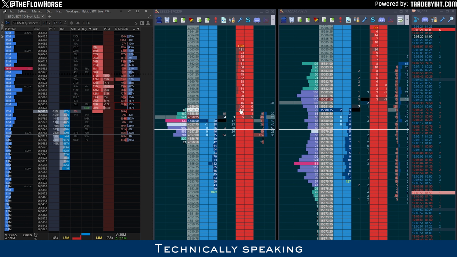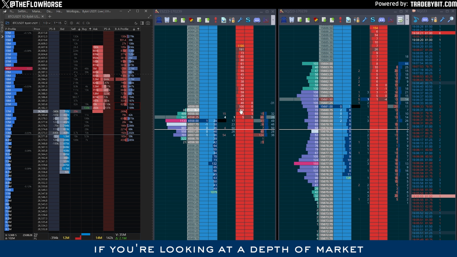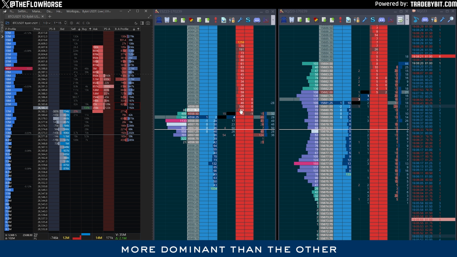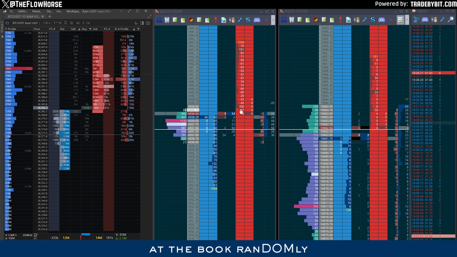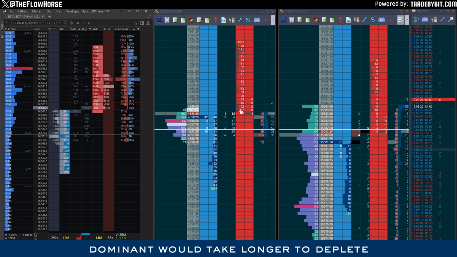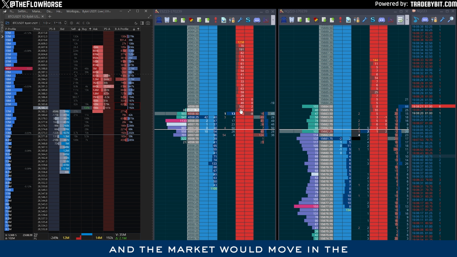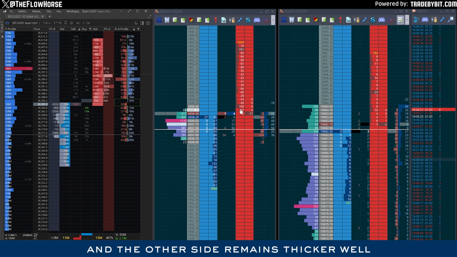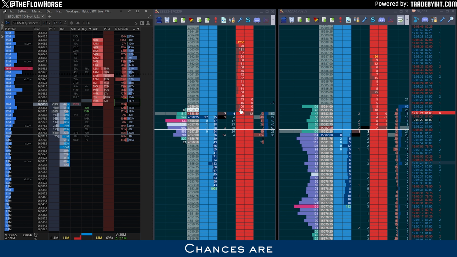Technically speaking, if you were looking at a depth of market, and I've said this before, and you had one side more dominant than the other, and you just threw orders at the book randomly, or stochastically, the side that was more dominant would take longer to deplete, and the market would move in the direction of the side that was less dominant. So, if one side of the book is thinner and the other side remains thicker, chances are that's going to indicate either support or resistance.